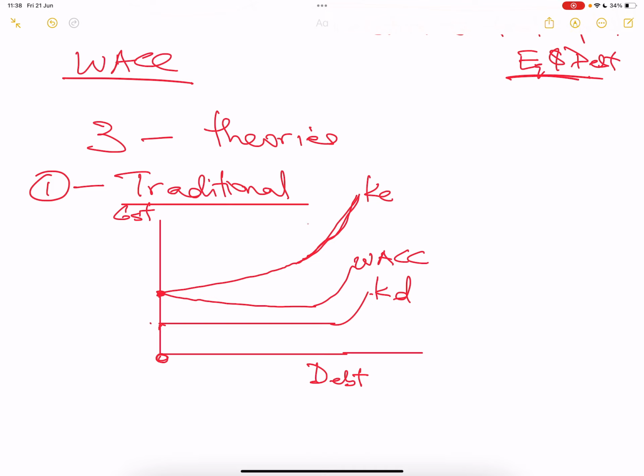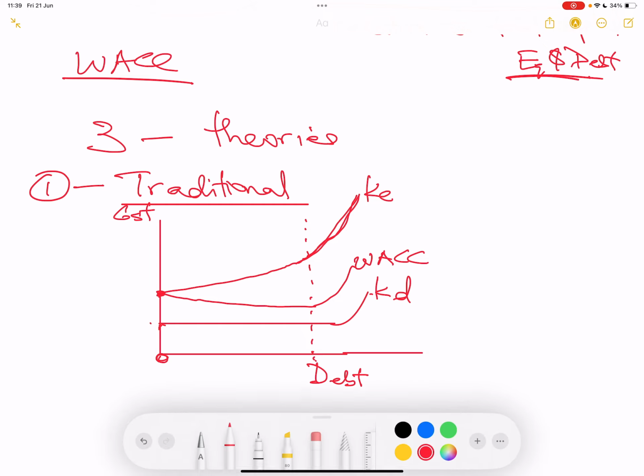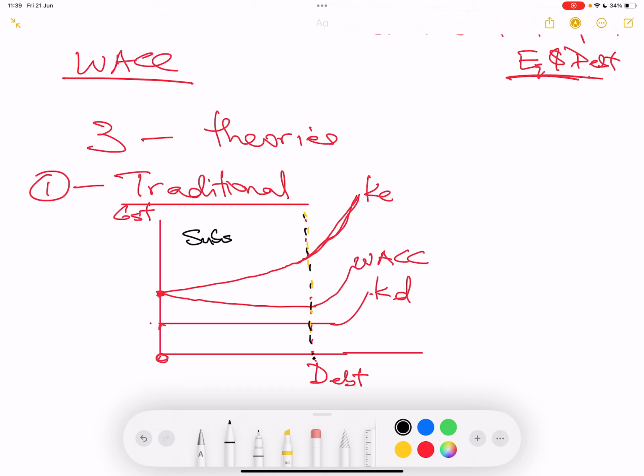So at this point, what traditional theory is saying in summary is that there are two effects, and that's why I'm breaking it at that point, before the cost of debt starts going up. So this place is called the substitution effect, because the cost of debt is substituting the expensive cost of equity, thereby making the WACC lower.